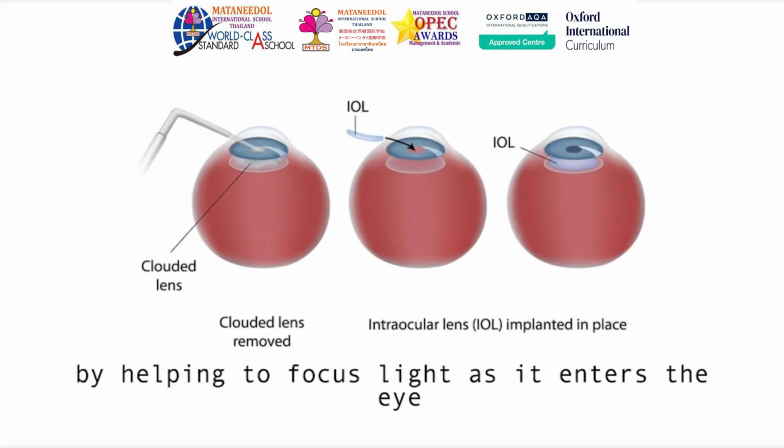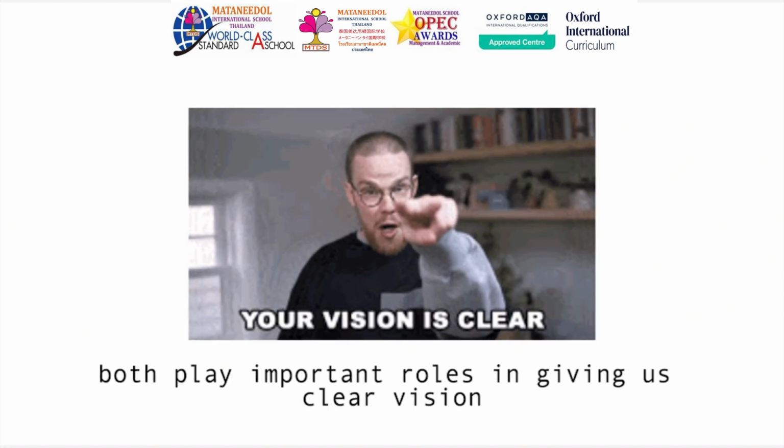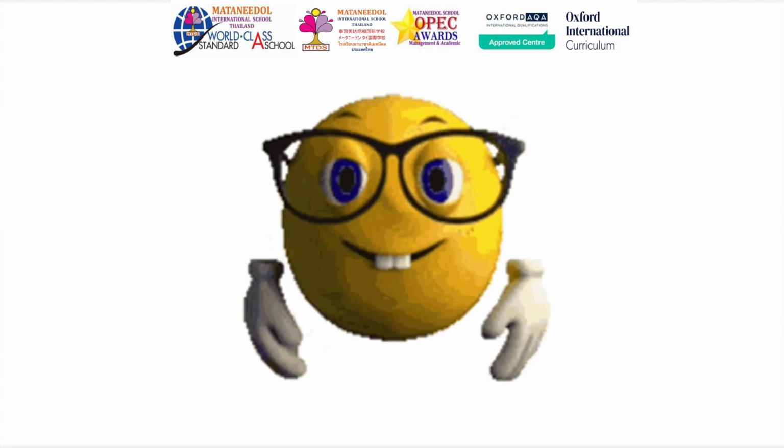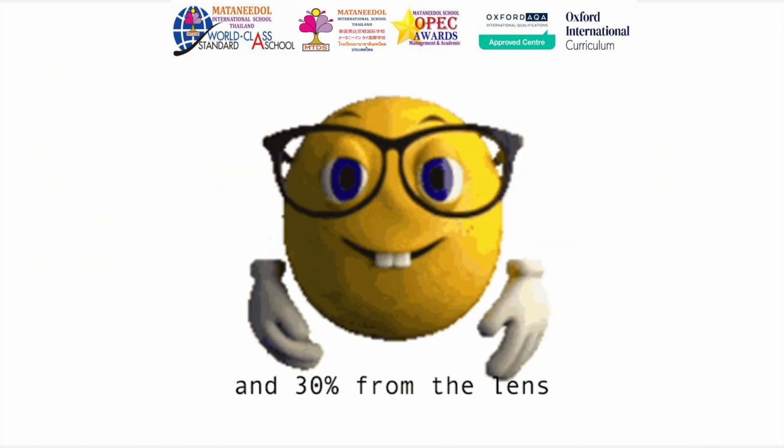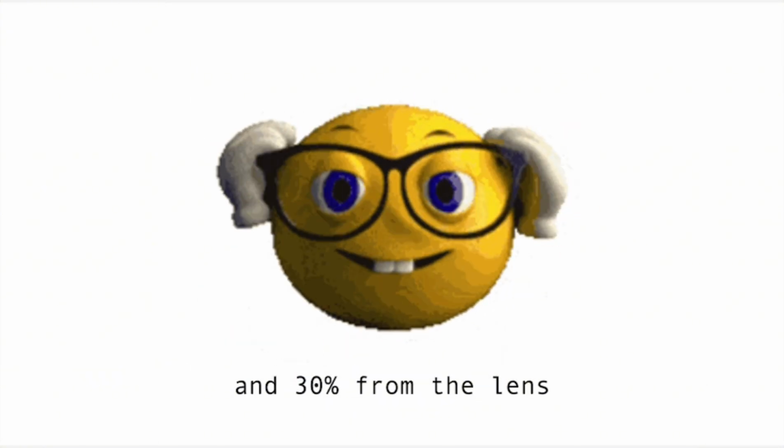By helping to focus light as it enters the eye, the cornea and the lens both play important roles in giving us clear vision. In fact, 70% of the eye's focusing power comes from the cornea and 30% from the lens.